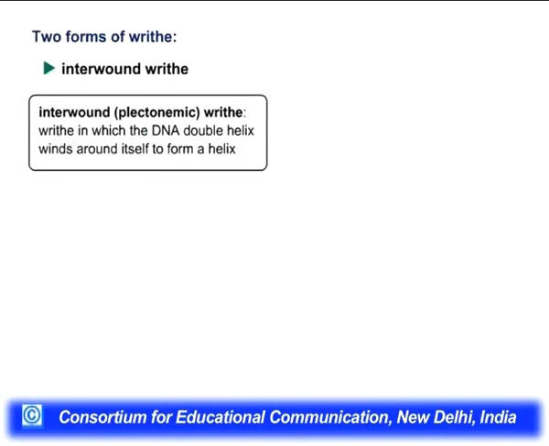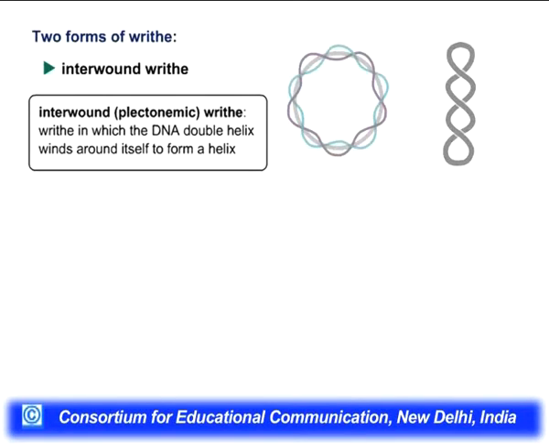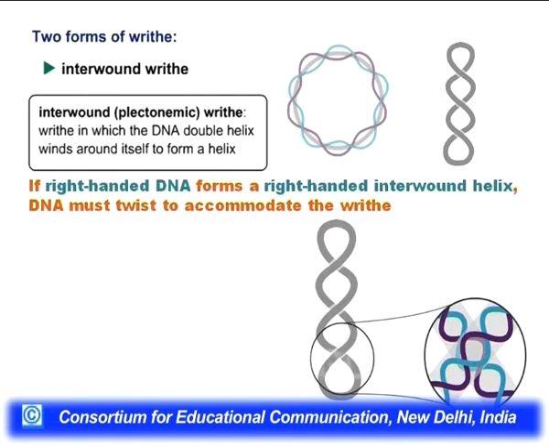So, this component, when it is twisting around its own helix, is defined as the writhe. If we look at the writhe component, there are 2 forms of writhe which we talk about. One is called the interwound writhe. Interwound or plectonemic writhe is writhe in which the DNA double helix winds around itself to form a helix. If it is coiling around its own axis, as shown in the figure, then it is called the interwound or plectonemic writhe.